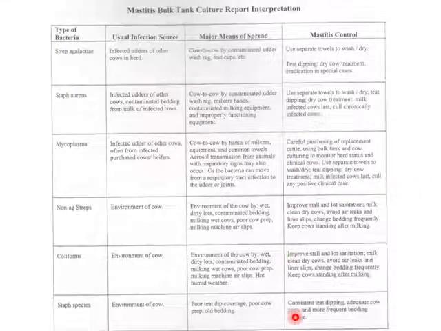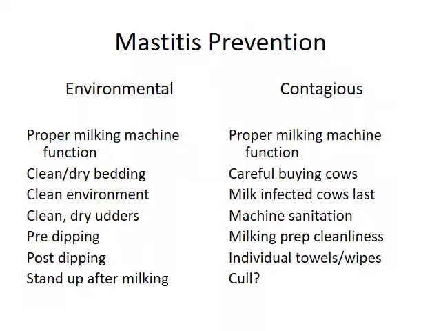The environmental, pretty much the same stuff. Clean, dry cows, clean, dry stalls, clean, dry environment. Keep the animals standing up after milking. Teat dip before and after are all cited as things that help control that mastitis. So here's kind of a summary: environmental versus contagious. Environmental, proper milking machine, clean dry bedding, clean environment, clean dry udders, pre-dip, post-dip, keep the cow standing up after milking. Contagious, we're trying to prevent milk to milk transfer, proper milking machine function.